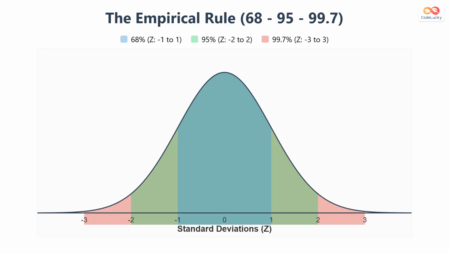This standard scale follows the empirical rule perfectly. About 68% of all data falls between a z-score of -1 and +1. 95% falls between -2 and +2. And nearly all data, 99.7%, falls between -3 and +3. This helps us quickly estimate how rare or common a score is.